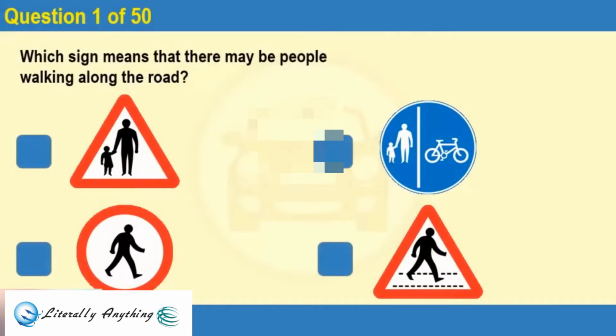Which sign means that there may be people walking along the road? 1, 2, 3, 4.